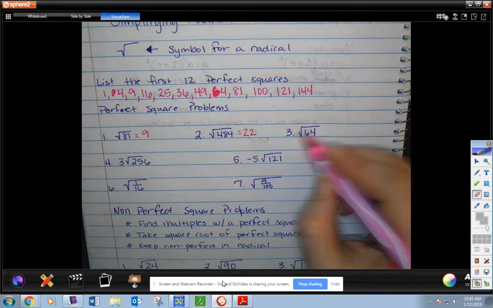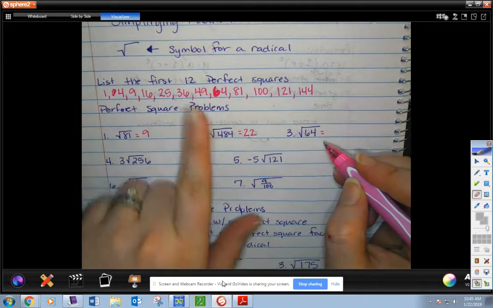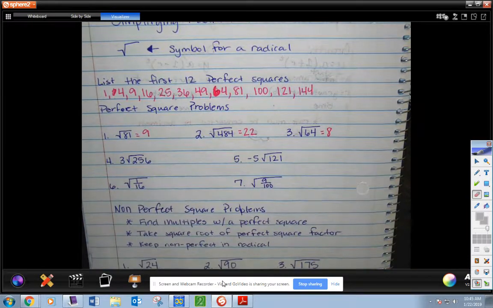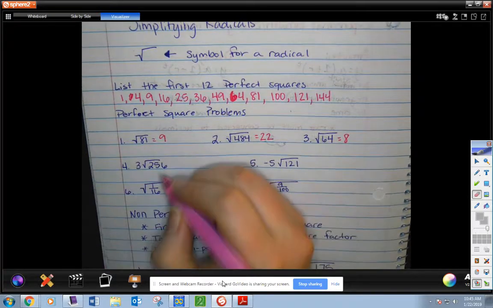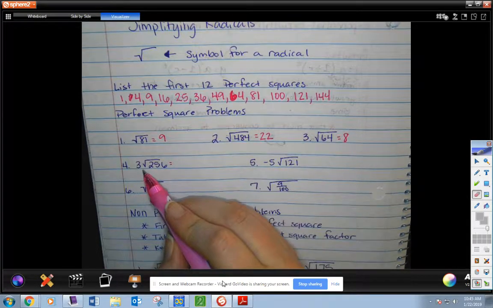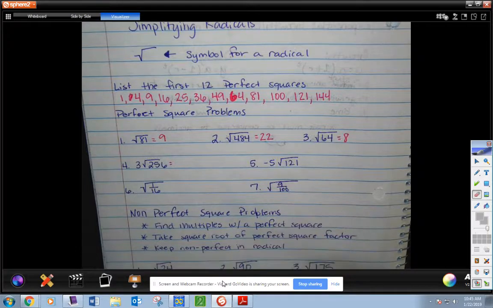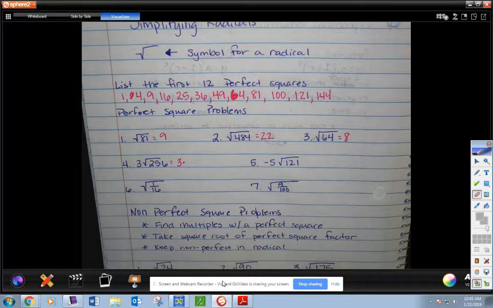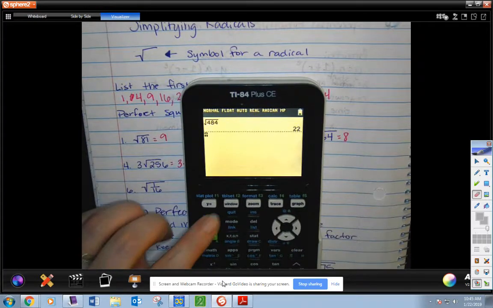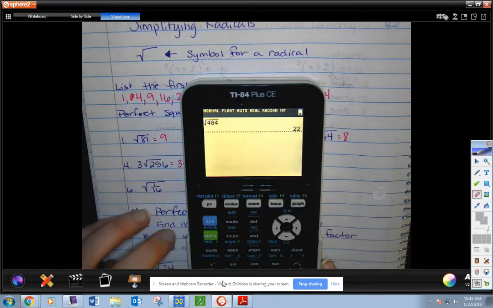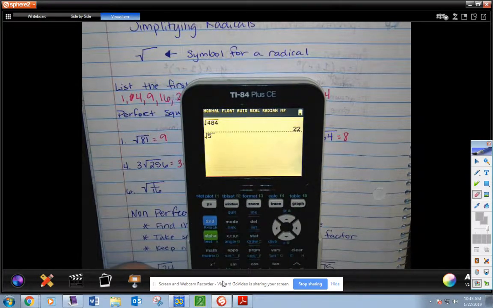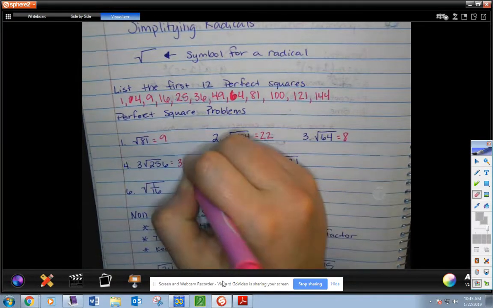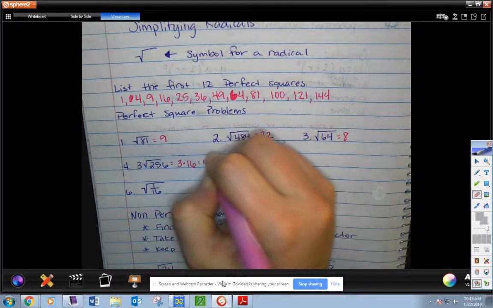Okay, when I do the square root of 64, 64 is a perfect square, and we know that it is 8 times 8. Okay, when you move to example 4, we now have 3 times the square root of 256. So you have to keep this 3 times, and I want you to find just the square root of 256. And that gives me 16. So now I have 3 times 16, which equals 48.